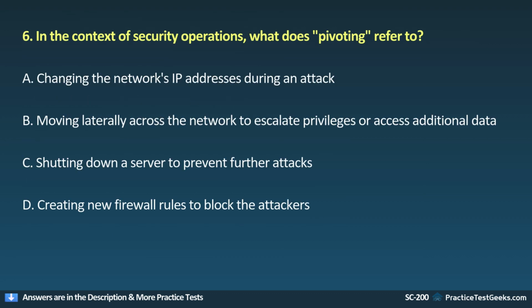6. In the context of security operations, what does pivoting refer to? A. Changing the network's IP addresses during an attack. B. Moving laterally across the network to escalate privileges or access additional data. C. Shutting down a server to prevent further attacks. D. Creating new firewall rules to block the attackers.